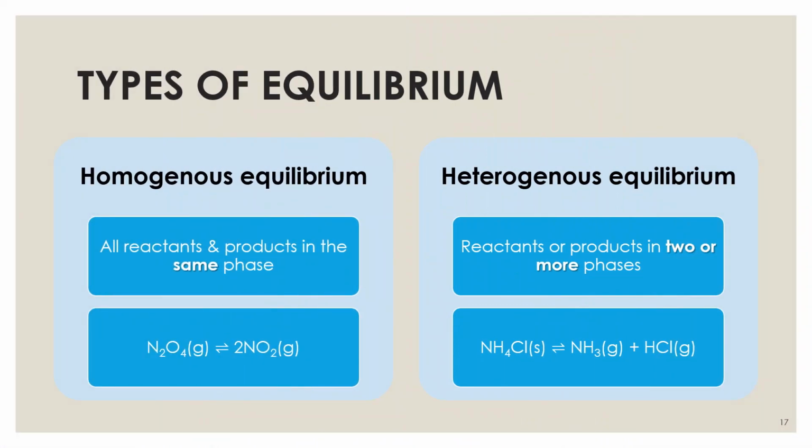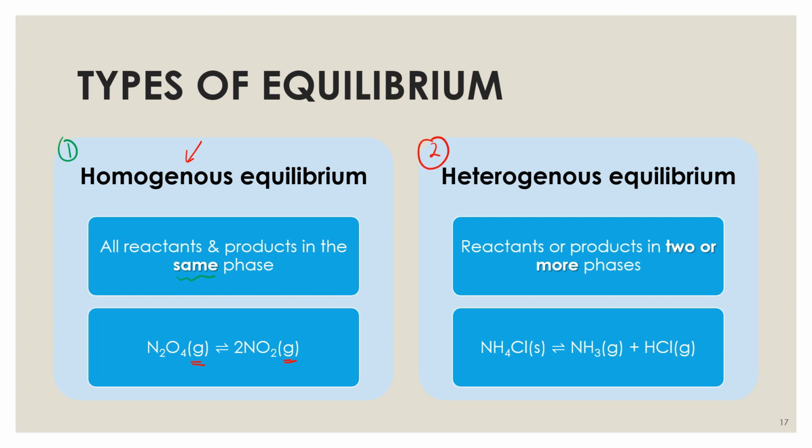There are two types of equilibrium. The first one is homogeneous equilibrium. Homogeneous equilibrium refers to all reactants and products being in the same phase. So for example, we have the decomposition of the gas N2O4 to form the gas NO2. So since the reactant and products involve the same phase, this reaction is classified as homogeneous equilibrium.